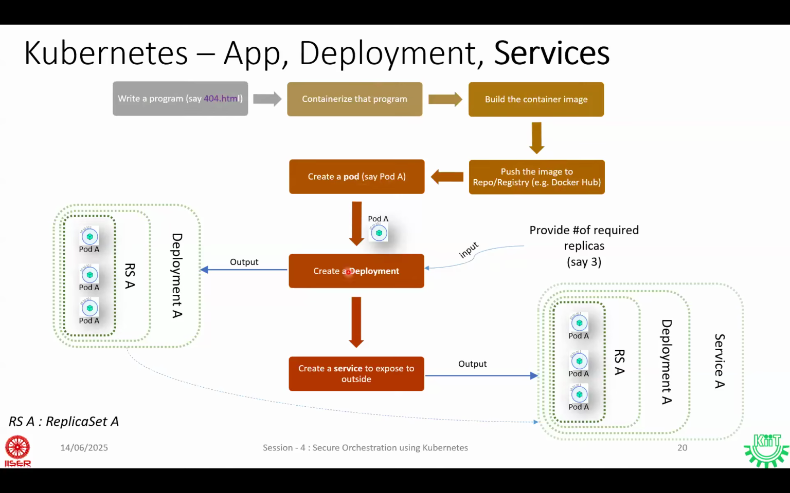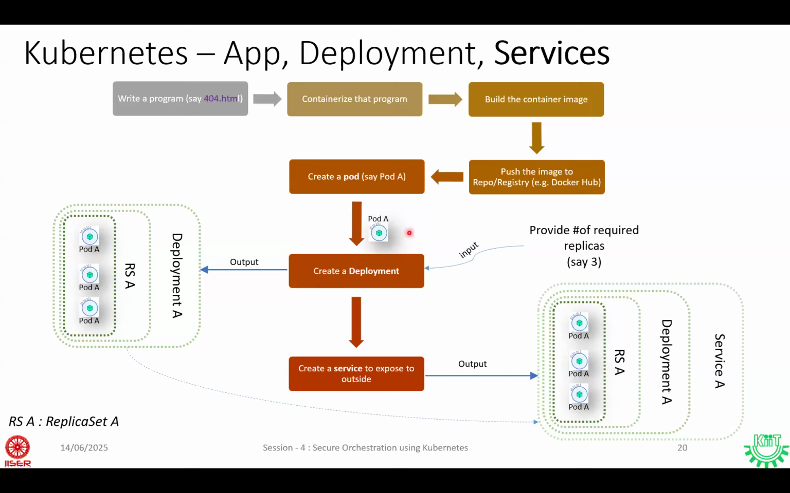Now pod A will be used along with the number of replicas, and you create a kind of abstract entity called a deployment. When you create a deployment, Kubernetes will create the pods. When we say create the pod, it means it will download the Docker image and then run the container. When you create the deployment, it will also look at the number of replicas. If you have 3, that means Kubernetes will try to create 3 replicas of the same pod.